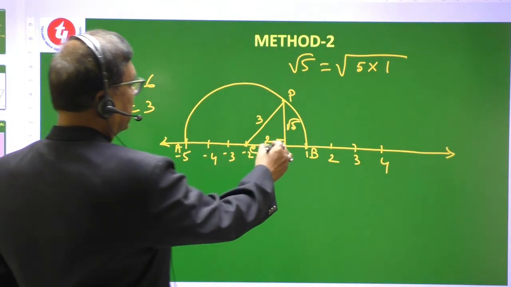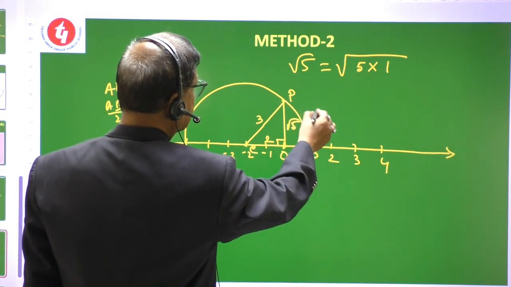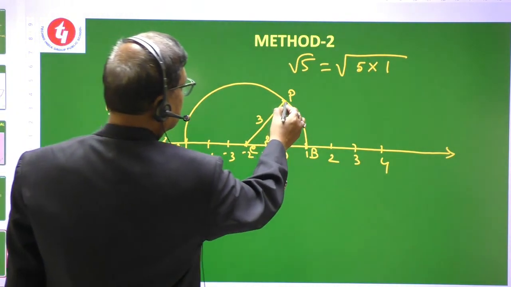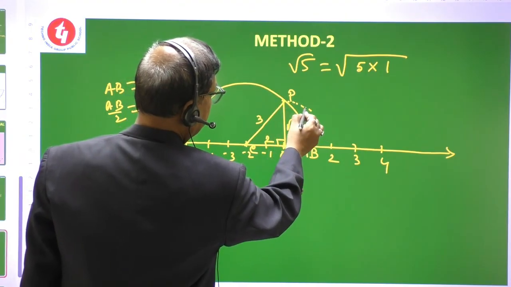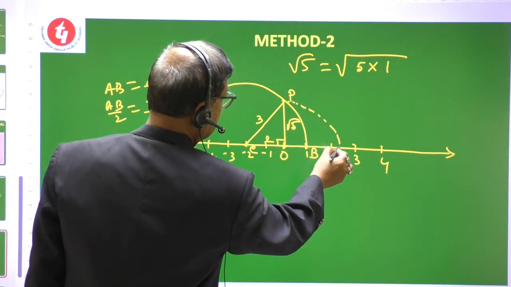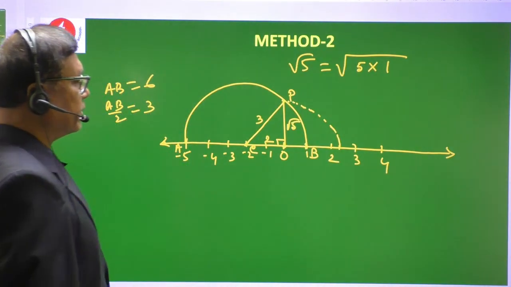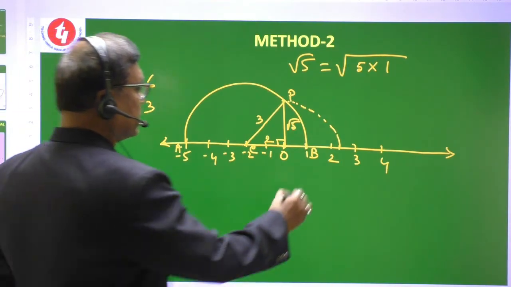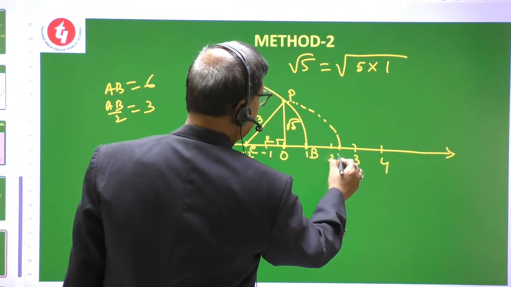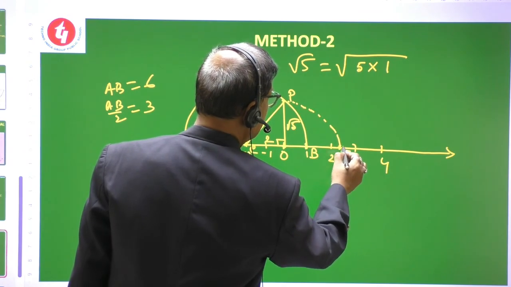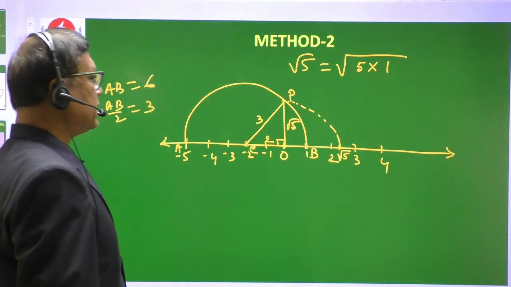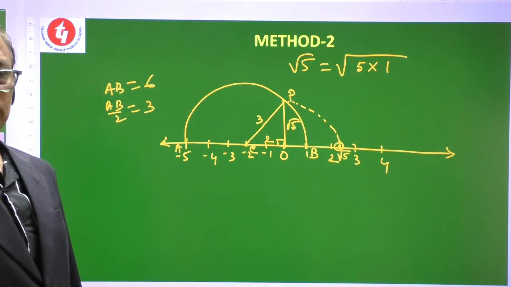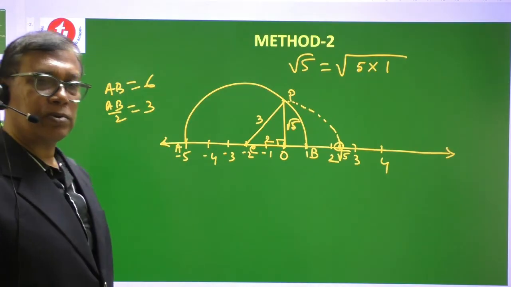So now taking O as center and OP as radius, if I draw a semicircular arc that will meet the number line at a point, and that point should be in between 2 and 3 here, and this point is the representation of irrational number root 5. It's clear? This point is the representation of irrational number root 5. I think this part is clear, method 2.